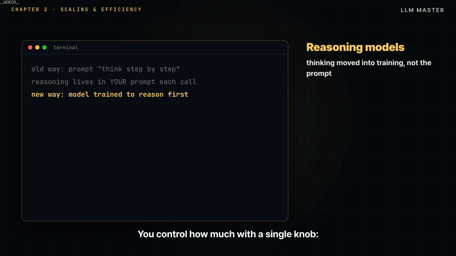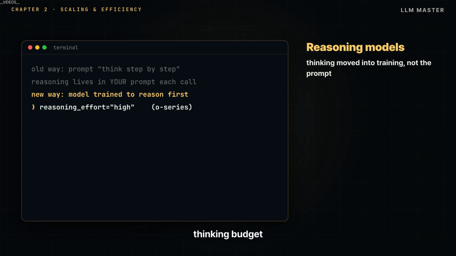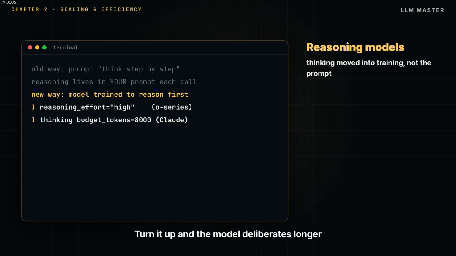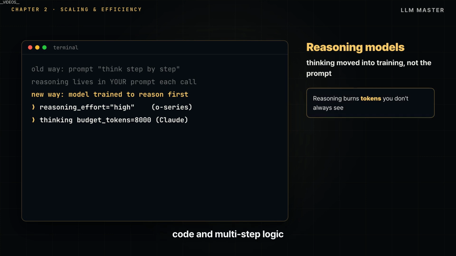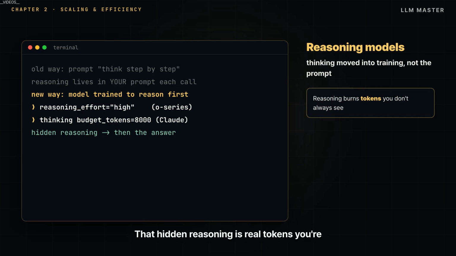You control how much with a single knob. OpenAI's O-Series takes a reasoning_effort setting, and Anthropic's extended thinking takes a thinking budget, expressed as a token budget or an effort level. Turn it up, and the model deliberates longer, which genuinely helps on math, code, and multi-step logic. But nothing is free. That hidden reasoning is real tokens you're billed for, and it adds latency, sometimes a lot.